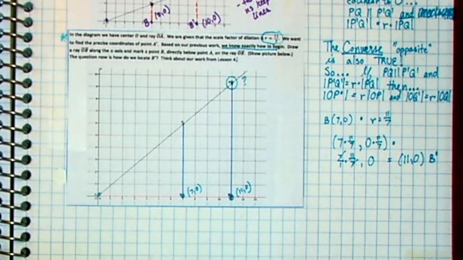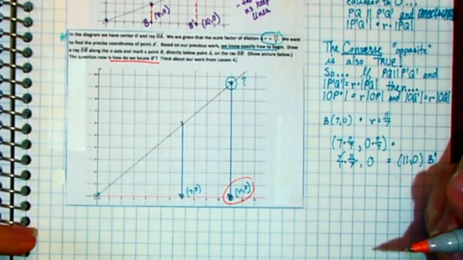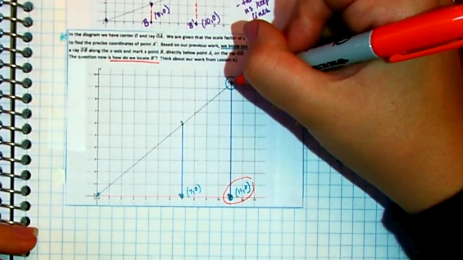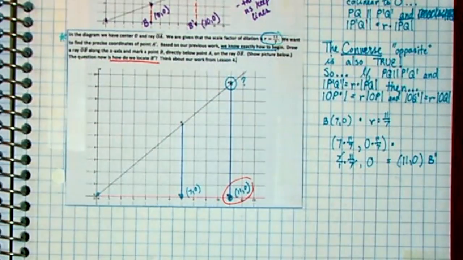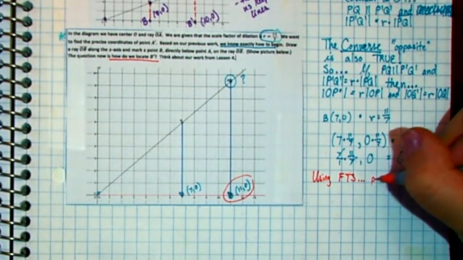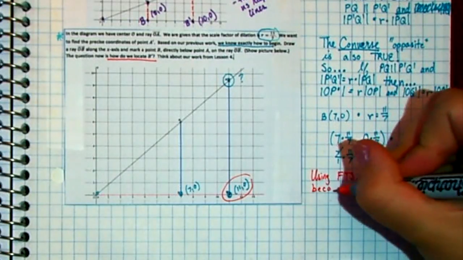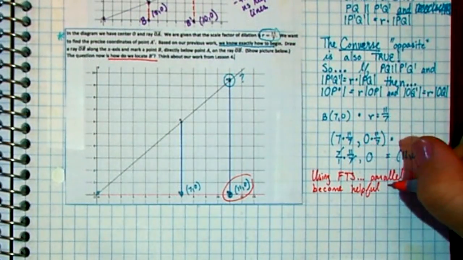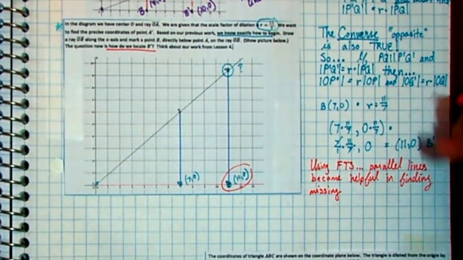So again, this is all based on the fundamental theorem of similarity: when I'm given a certain point on a ray, I can use either the x or y axis to create that parallel line diagram, which gives me a lot of properties to work with when I'm solving equations. So using that FTS, parallel lines become helpful in finding missing coordinates, and that's without a compass or a straight edge.